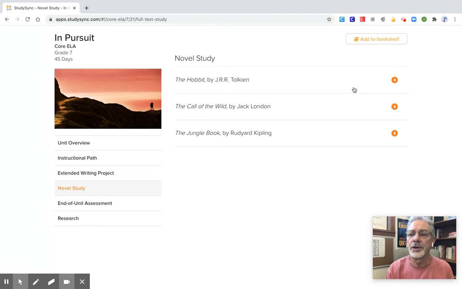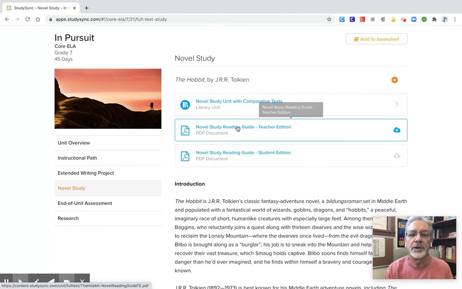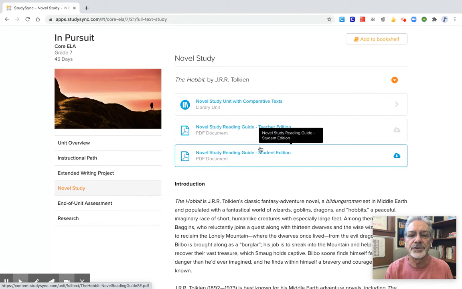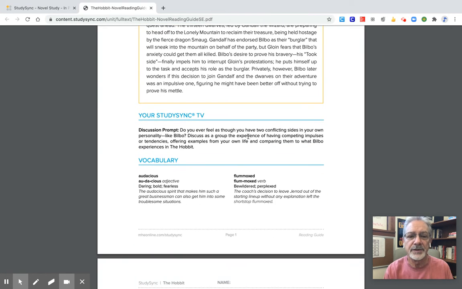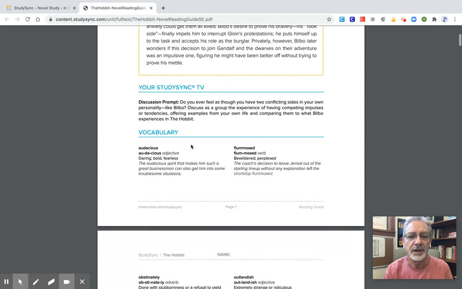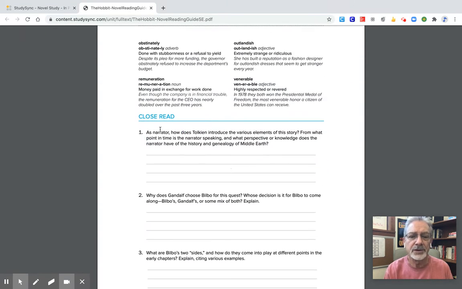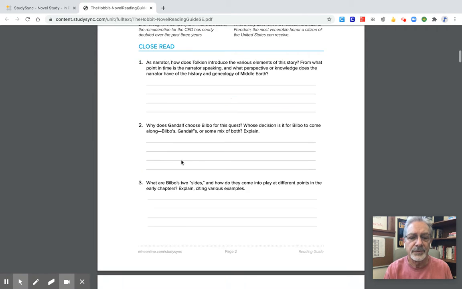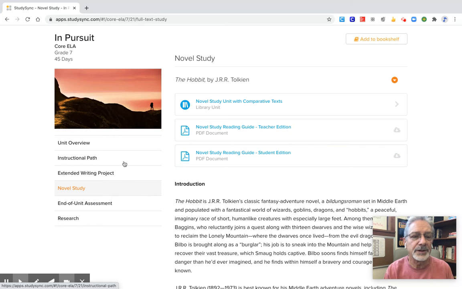Book. We can look at these and actually study a whole book where there's the teacher edition, there's a student edition of what the course looks like. So there's a key passage from chapters 1 to 3. There's a TV thing to look at that goes along with that. There's vocabulary in that section. And then there's close read questions. But we're not going to be working on that right now. That's how the novel study works.